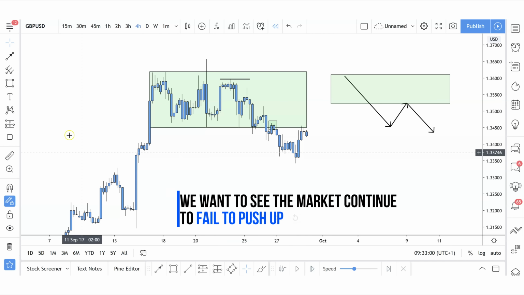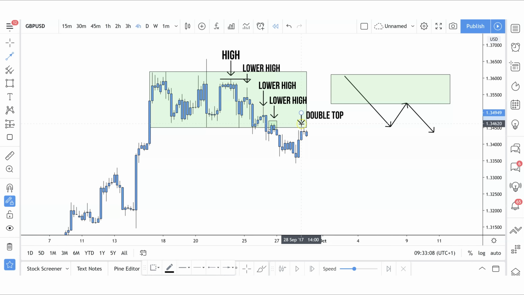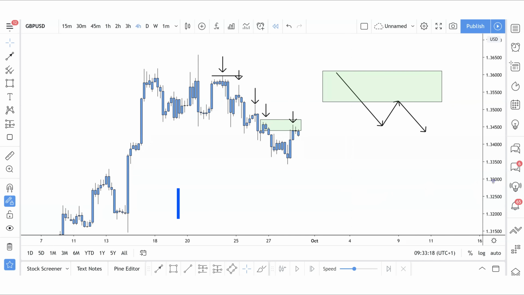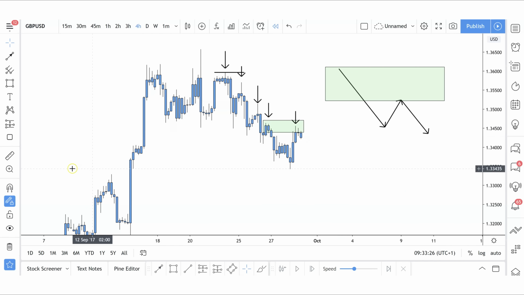Now, if we identify the structure of this market, what we can see is a structural high, lower high, lower high, lower high, and this structure here you can call a double top or a lower high of this previous structure, whatever you want to call it. It's completely fine. And if we remove the consolidation, look how the market's moving to the downside. Now again, we don't want to be first into this market, we just want to see what the market's doing. Now we have the retest, 8 hours worth of information indicating failing to break up, and now we have a bearish candle to the downside.